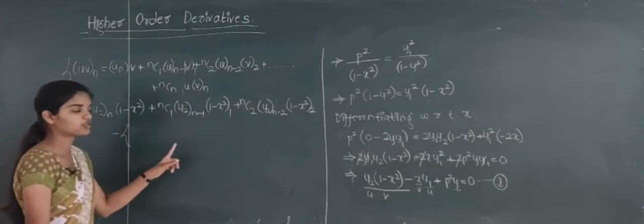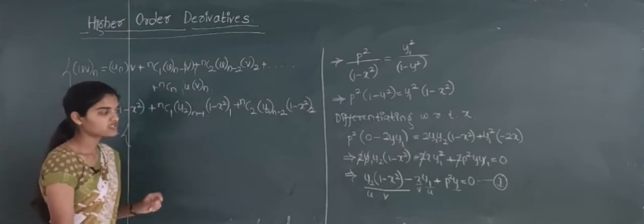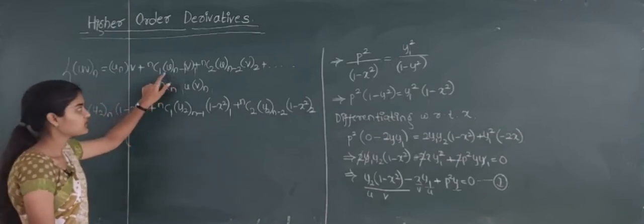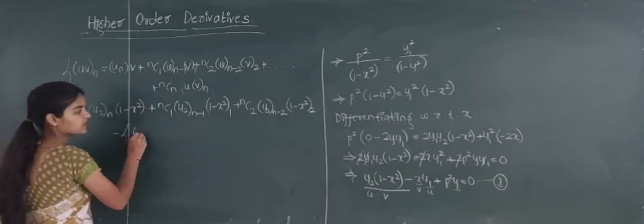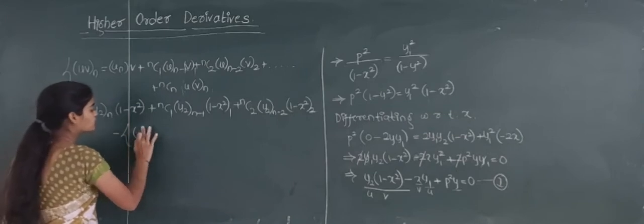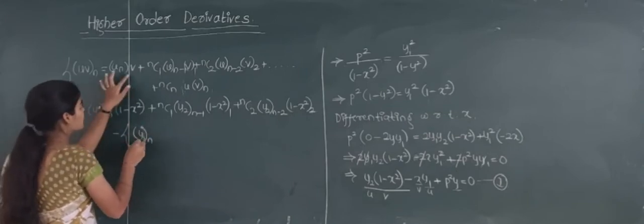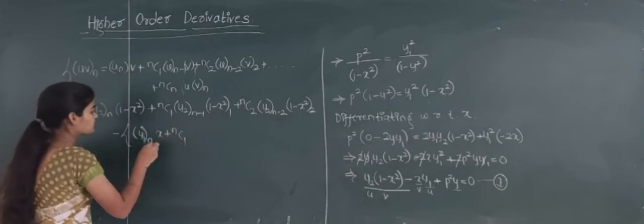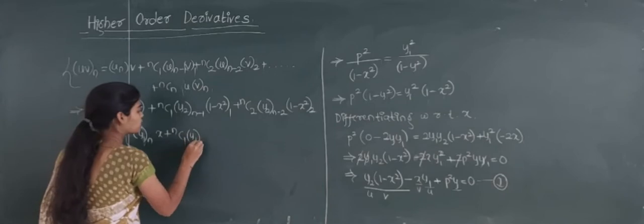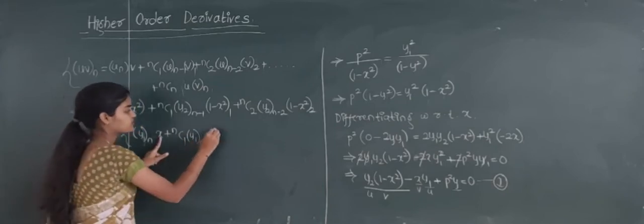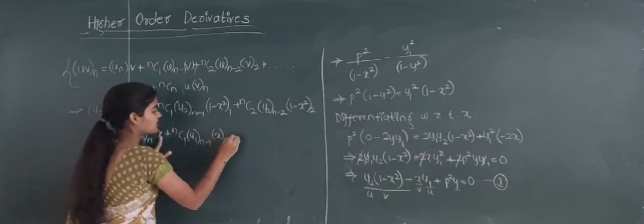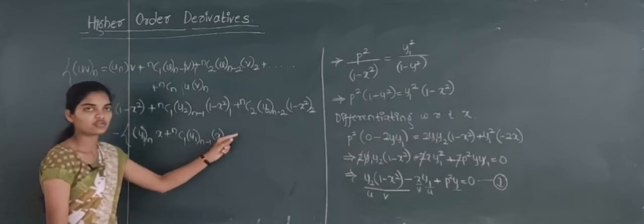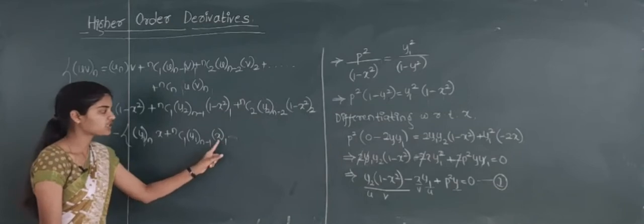Then taking the next term, x into y1 is there. There our u is y1 and v is x. So substitute that in this formula. What will we get? The nth derivative of y1 and v is x, plus nC1, n minus 1th derivative of y1 and first derivative of x. Again I will not write further terms because the second derivative of x becomes 0. See here, x.